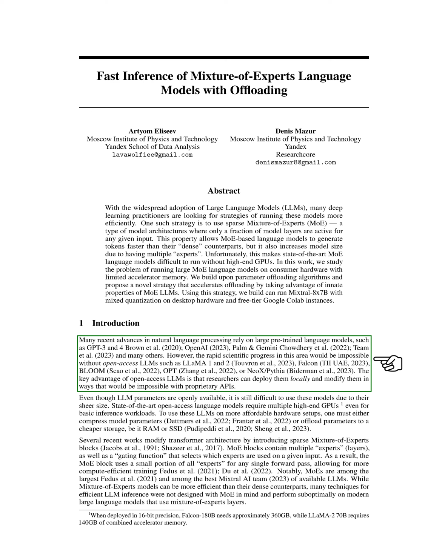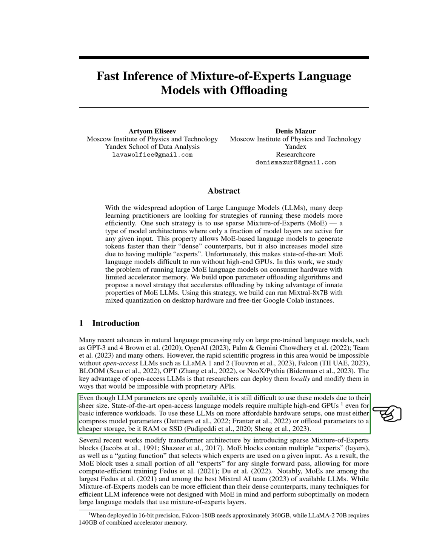APIs. Despite their availability, these models are challenging to use due to their enormous size. They require multiple high-end GPUs even for basic tasks. To use these models on more affordable hardware, we need to either compress the model parameters or offload them to cheaper storage options like RAM or SSD.